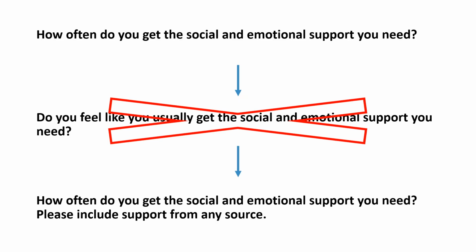What I would do in this situation is there's actually some script that's included that you can use for clarification if the person needs it. So I would provide that first. So I would say, "How often do you get the social and emotional support you need? Please include support from any source." If they still don't understand it, then you can use slightly different words. So you could say, "Do you feel like you get the social and emotional support you need?" And then you could use the answer choices that were given, which I think are something like always, usually, sometimes, rarely, or never, to help them along with an answer. But try not to give a leading question.